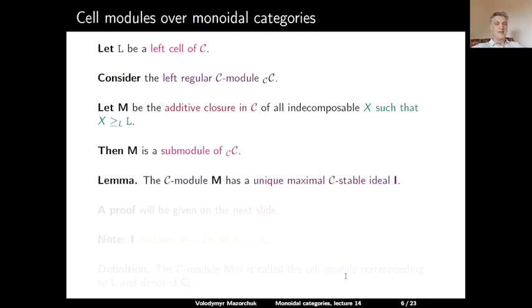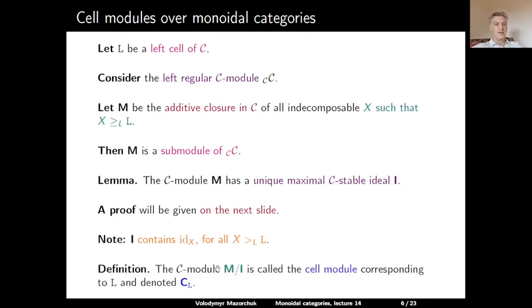Lemma: the C module M has a unique maximal C-stable ideal. We will prove this lemma on the next slide. We note that this ideal I contains the identity morphisms on all objects which are strictly left greater than our left cell L. So if we consider all such objects and take their additive closure, then that additive closure generates obviously a C-stable ideal, which is different from our module M.